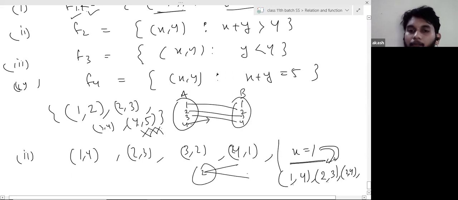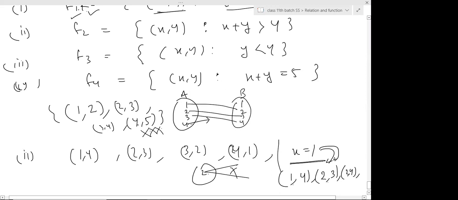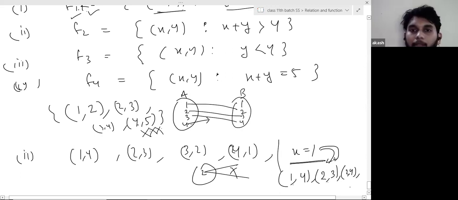Clear? So now we can say 2 is related to 3 and also 4. So 2 has two images, which is not possible. This is not a function. All right. Clear? Absolutely clear, right? Yes. All right. Try to do the next one the same way.